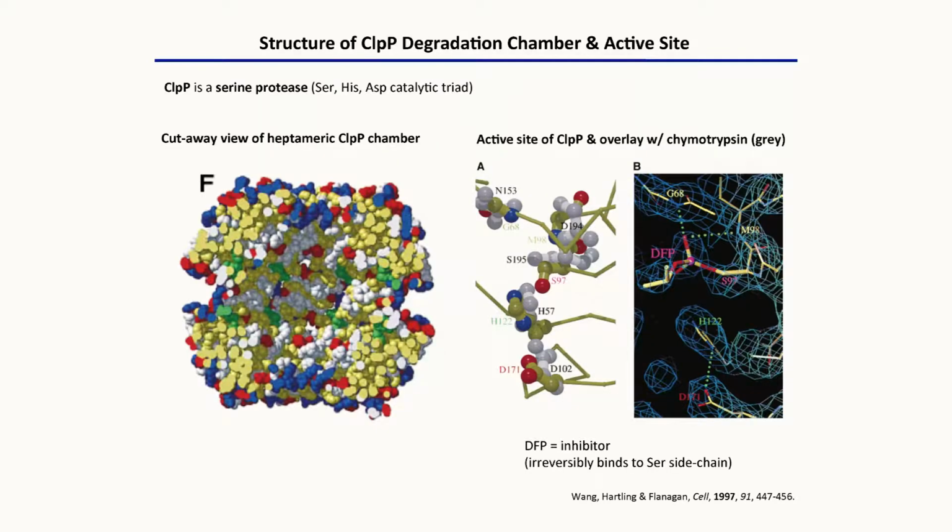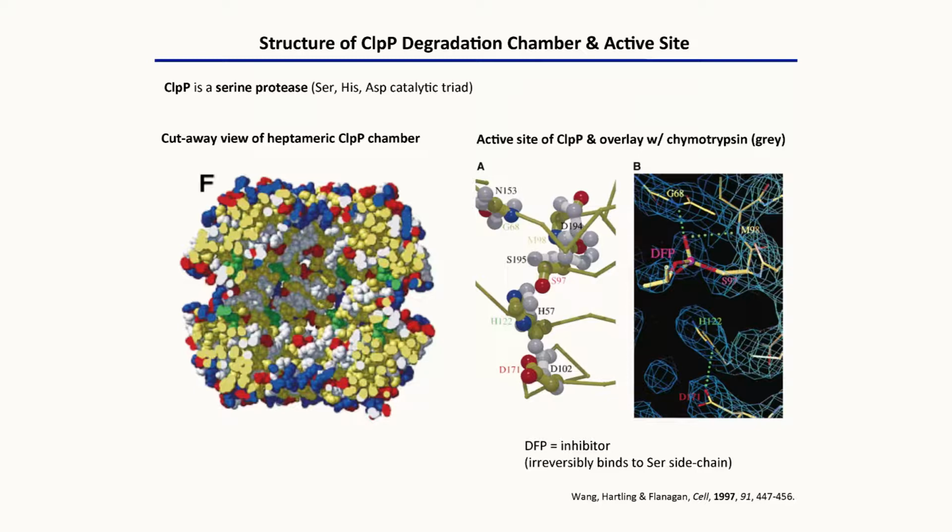If we take another view, again this is a cutaway, so cut through the side view, what we can look at here is the machinery in the active site. We learned last time about the catalytic triad with the aspartate, histidine, and serine. And in this particular structure, there's a serine protease inhibitor bound to the serine side chain here.